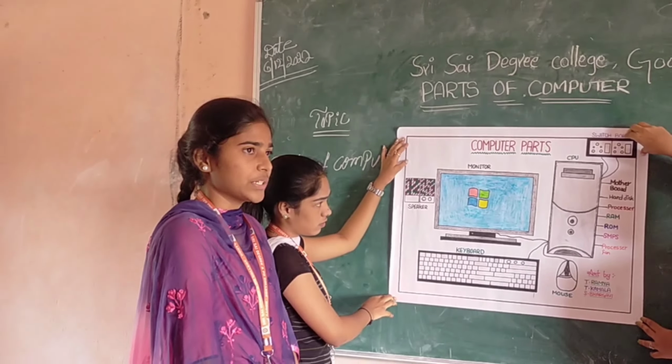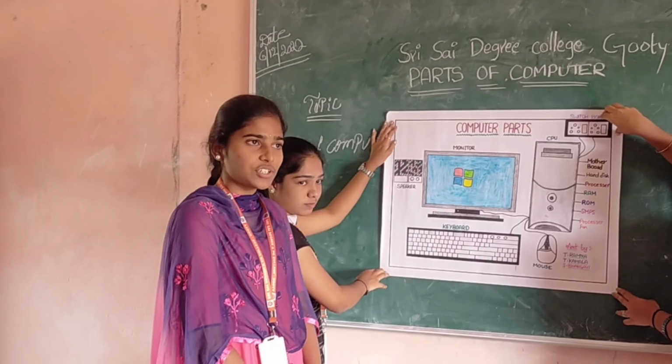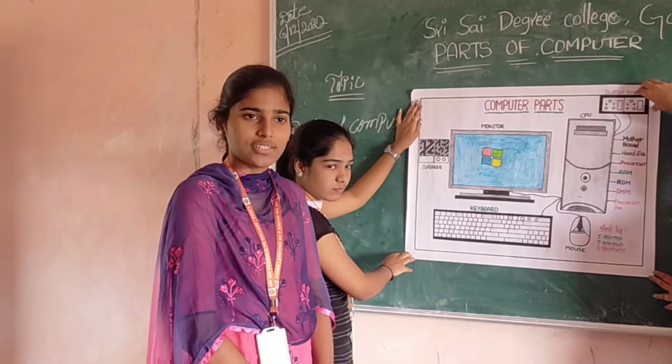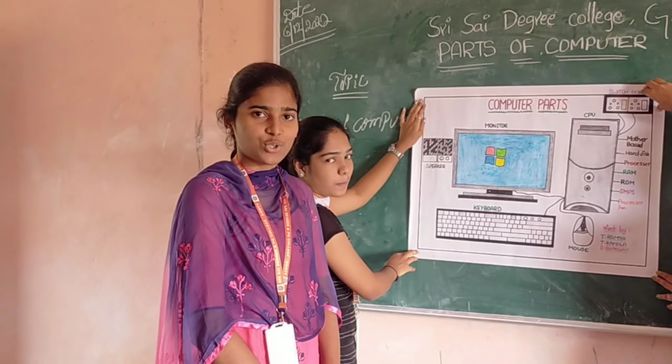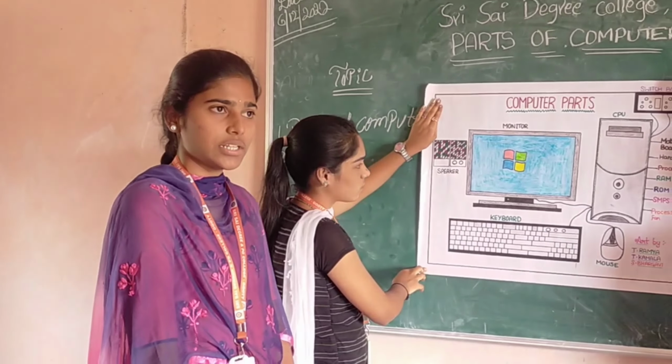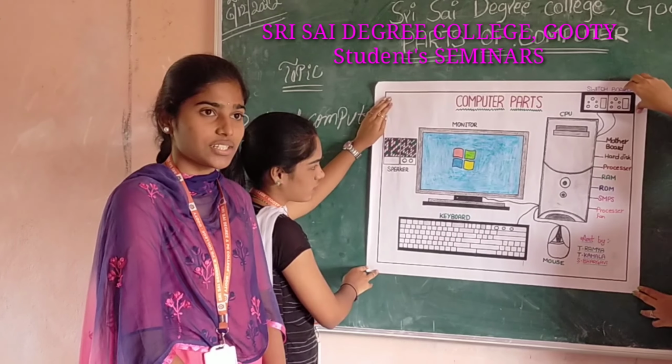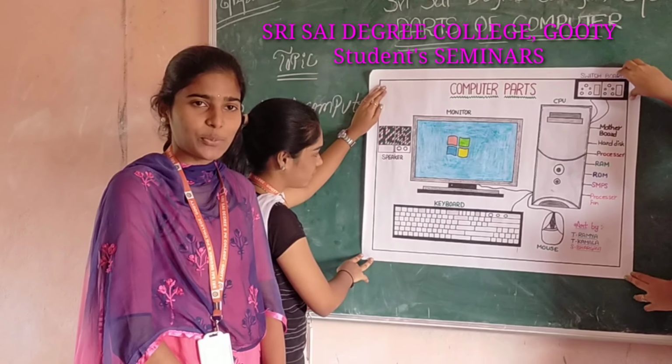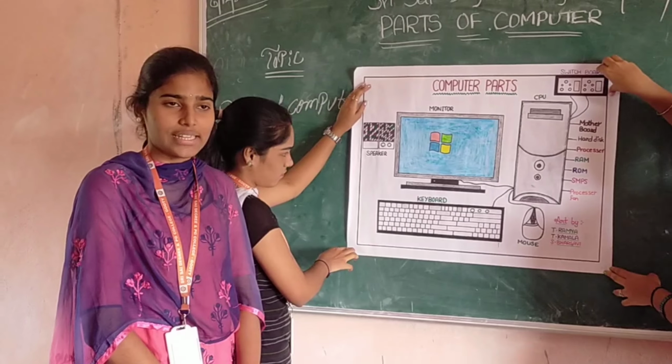The function of the motherboard is to supply power to all parts of a system. The hard disk is a storage device. It stores data and files. RAM means random access memory. It is used to modify the application. ROM means read-only memory. It is used to read the files.